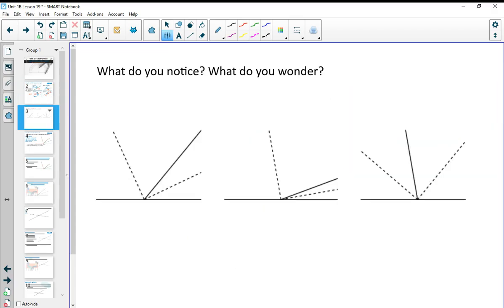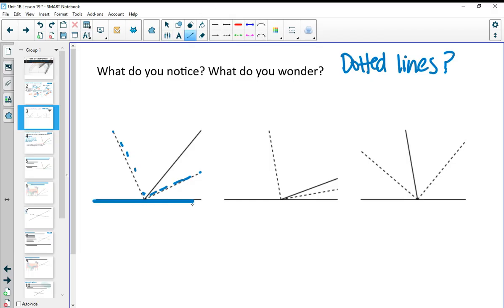All right, on this next screen, just think about some things that you notice and wonder about the diagram. You don't need to write it down. It's not in your workbooks, but think about what do you notice and what do you wonder in this diagram. So some things you might have noticed are these dotted lines. So you see kind of these dotted lines in each diagram. And maybe you wondered what they are. So what are those dotted lines?